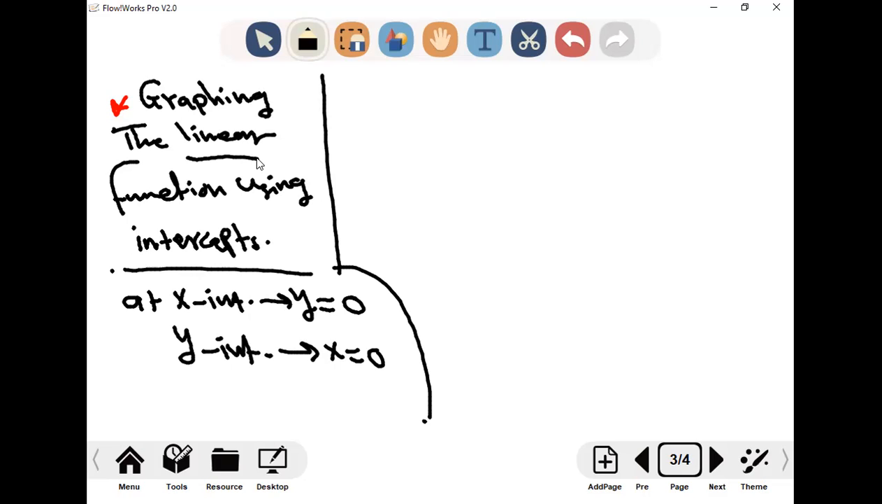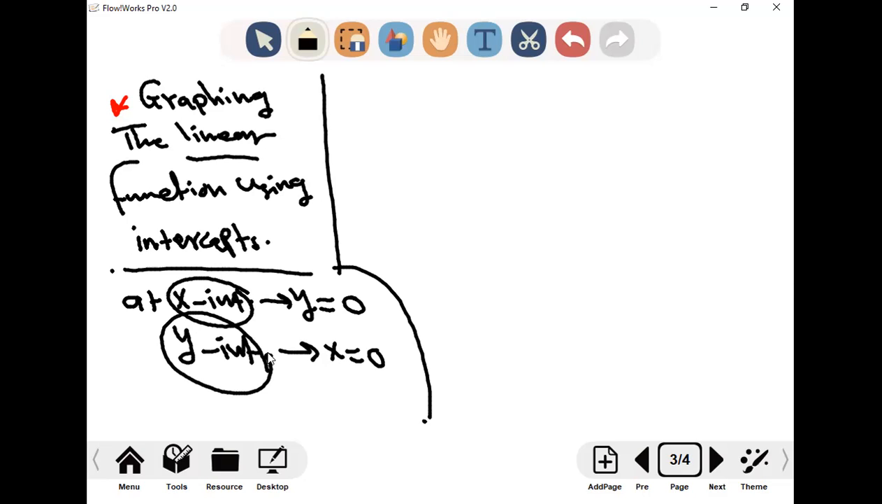horizontal, right? A line, any line. To graph a line, you need at least how many points? 2 points. To make a line you need 2 points to connect between them, right? So here we need to find the 2 points. The 2 points which we need are the x-intercept and the y-intercept.